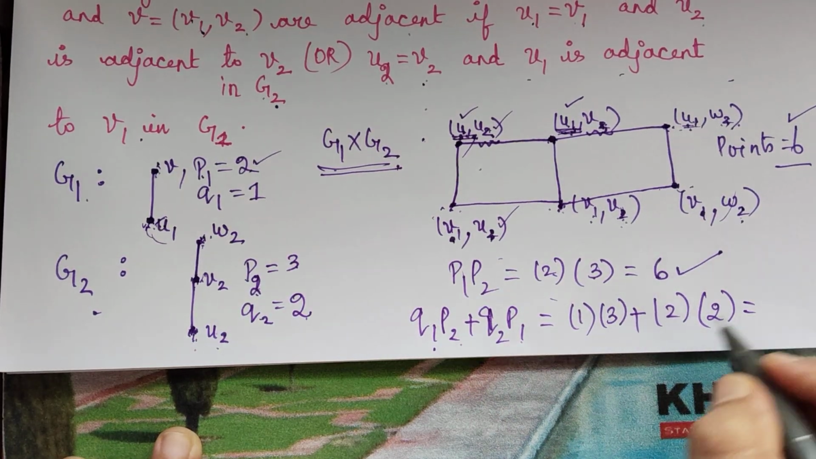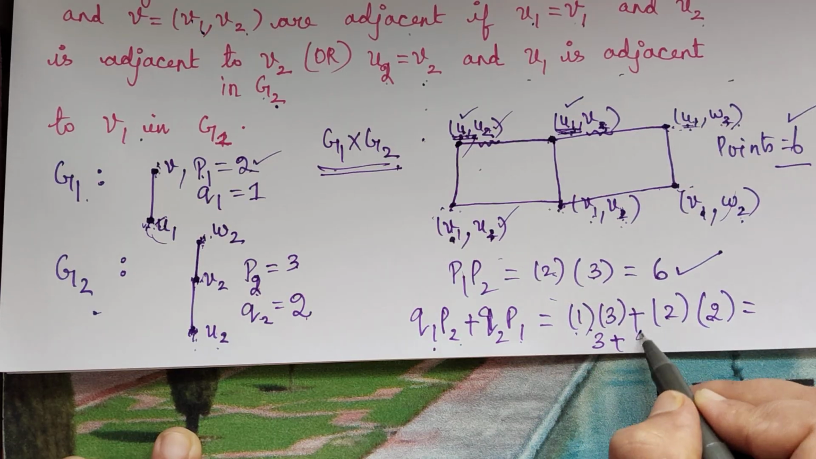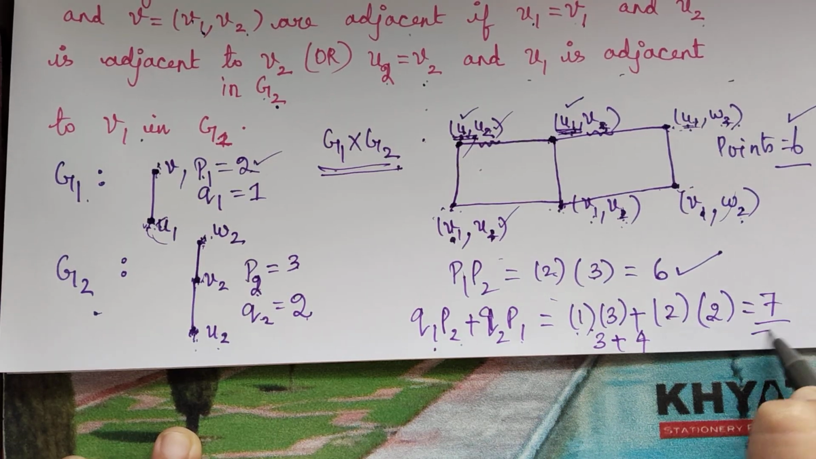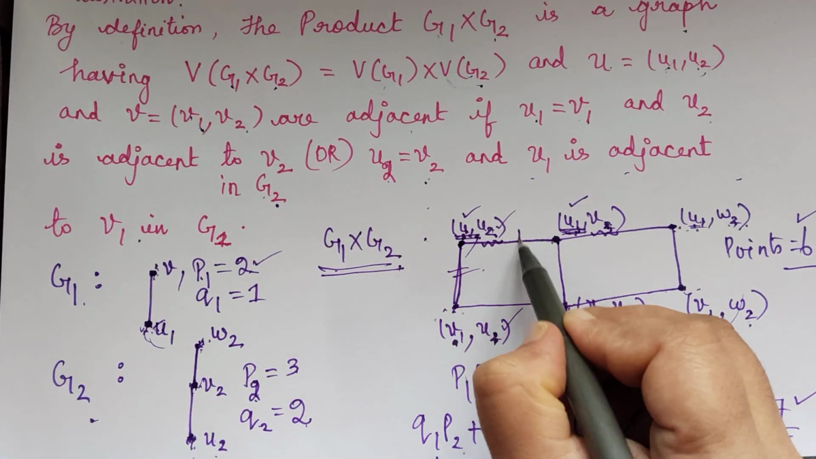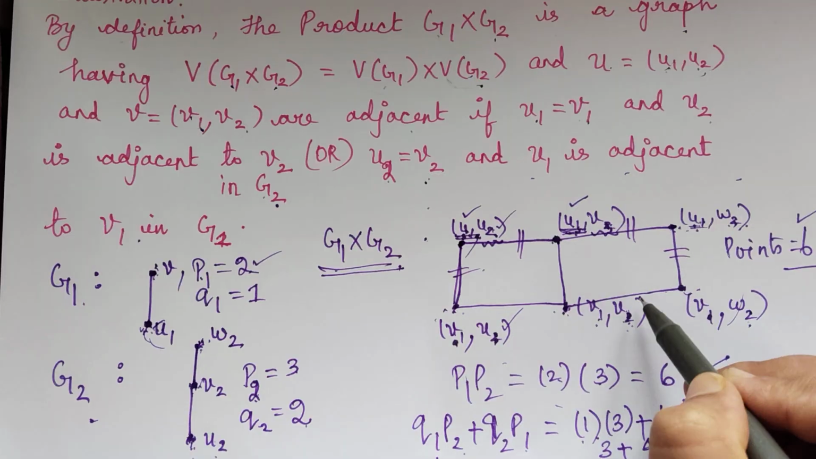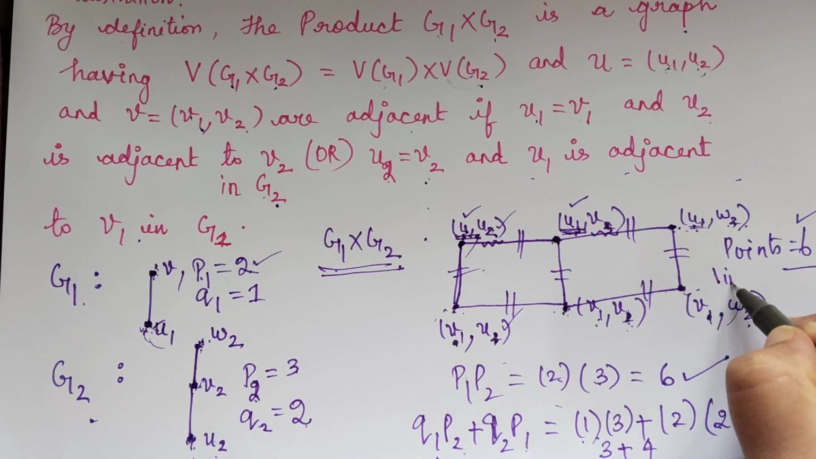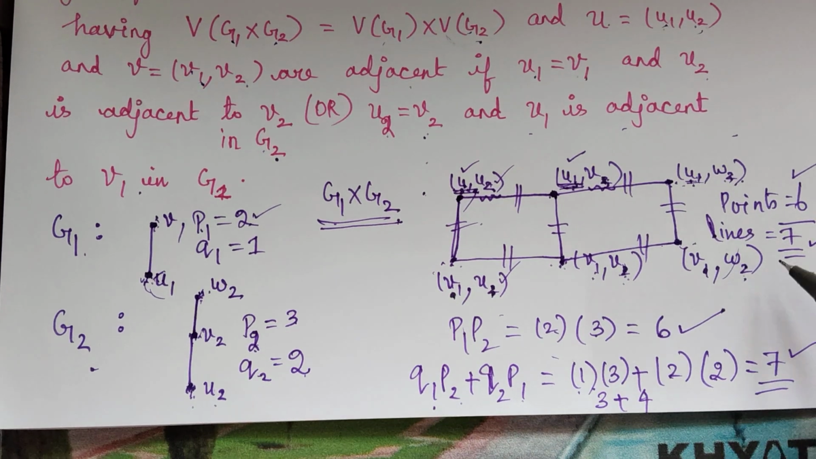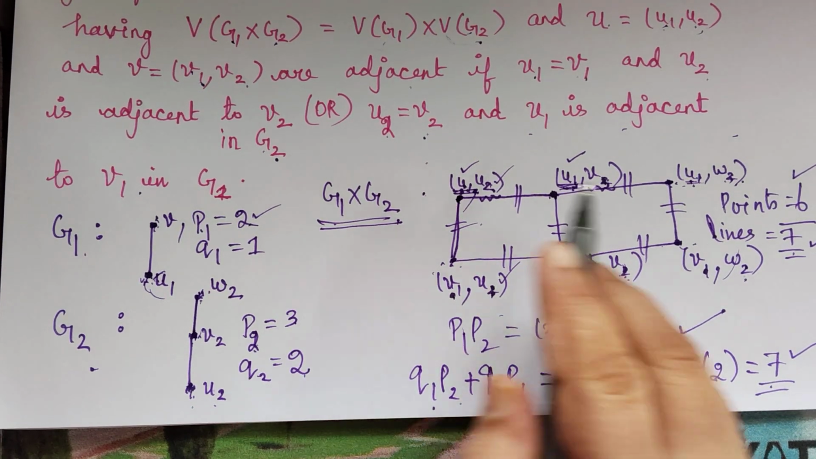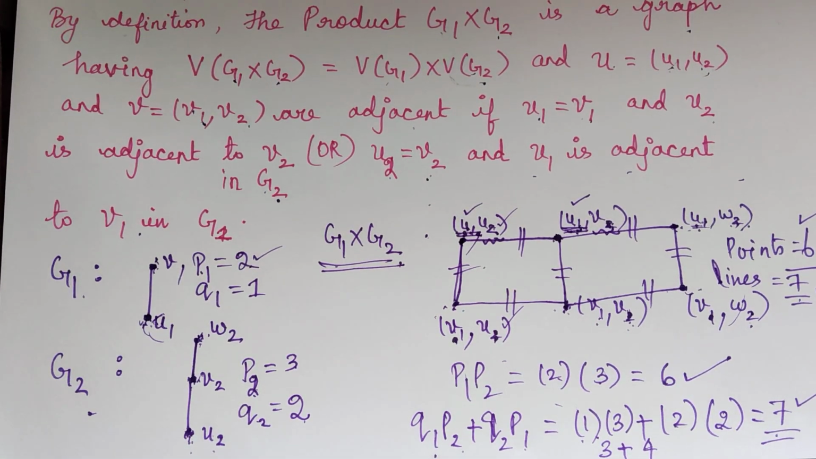So what do we get? 1 times 3 is 3, plus 2 times 2 is 4. So we get 7. So are we having 7 edges here? 1, 2, 3, 4, 5, 6, 7. Yes, we have the number of lines equal to 7. So therefore this theorem is proved with the help of this illustration. Now we shall prove this theoretically.